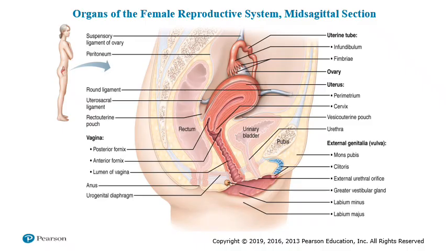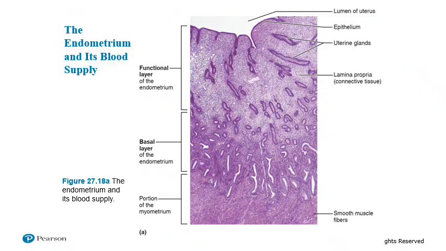The fertilized egg, as it travels through the uterine tube, will eventually burrow into the endometrium and reside there during its development. And here's a photomicrograph of the endometrium, showing us also the blood supply and the layers. It has two chief layers or strata.